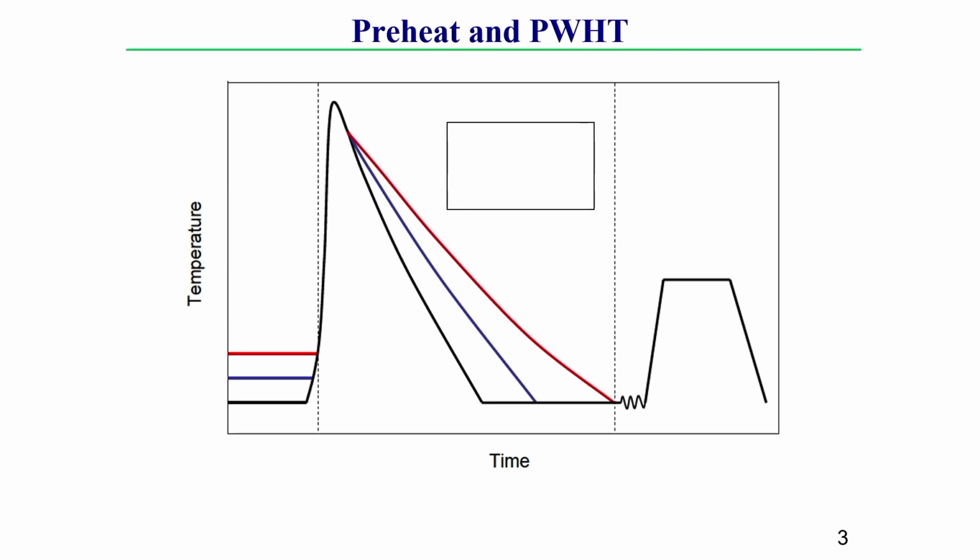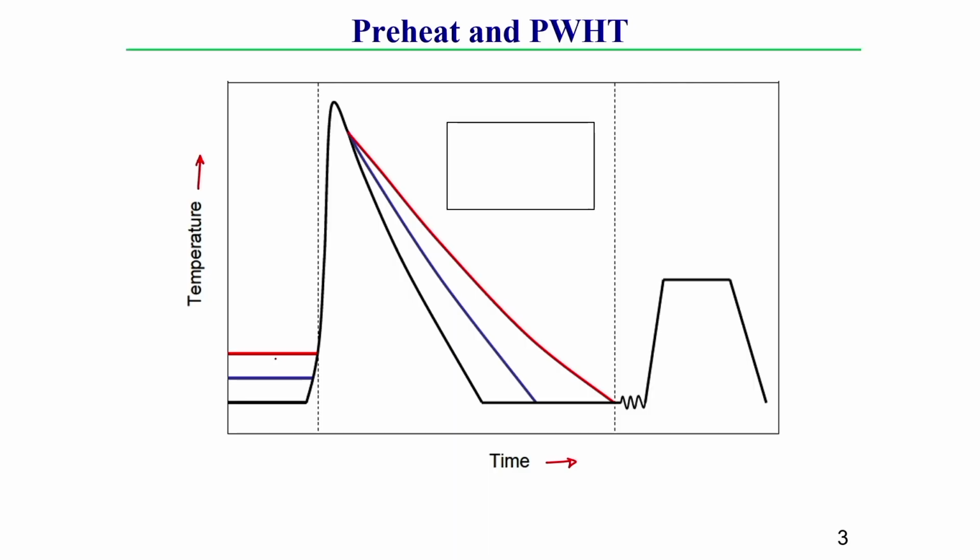In case of a welding process, the overall thermal history can be represented by the following diagram. Here the horizontal axis represents time and the vertical axis represents temperature. Initially I have shown three different horizontal lines. After that, in the middle, there is an exponential type of curve. Apart from this, at the end there is another temperature profile.